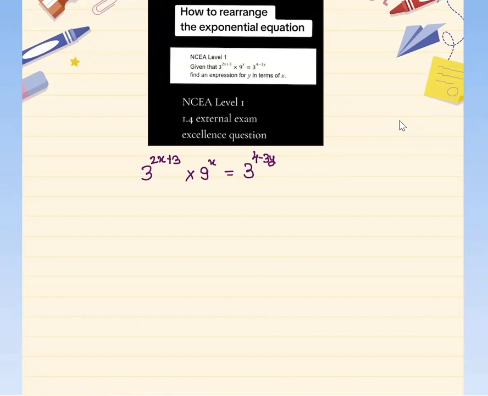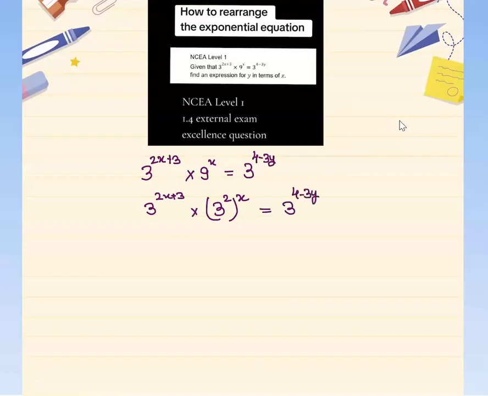So what we can do first of all is write this down as 3 raised to the power 2x plus 3 as it is. Now, this 9 can be written as a power of 3, that is 3 squared, to the power x. And this equals 3 raised to the power 4 minus 3y.